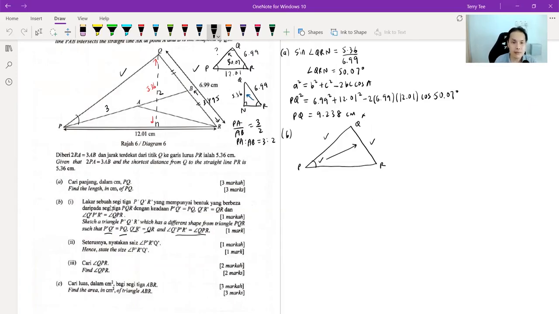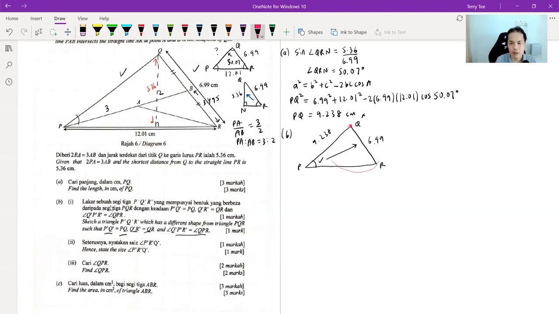Number two, the two given lengths that you have. I already know this length, 9.238. I know this length, 6.99. The two given lengths that you have both meet here at Q. So you're going to treat Q like your hinge, like a door hinge that you can flip open and close. So this is your hinge, the point. I'm going to flip this inside like this. Just a sketch will do.